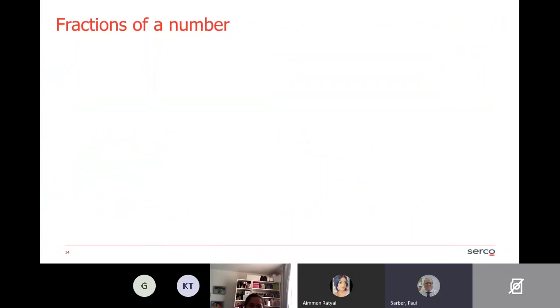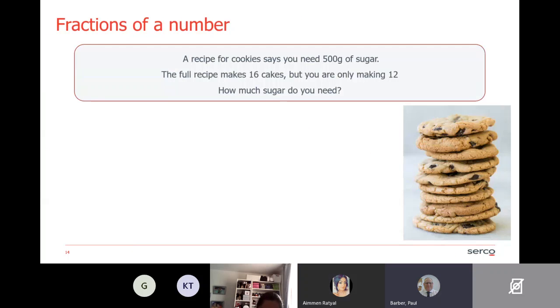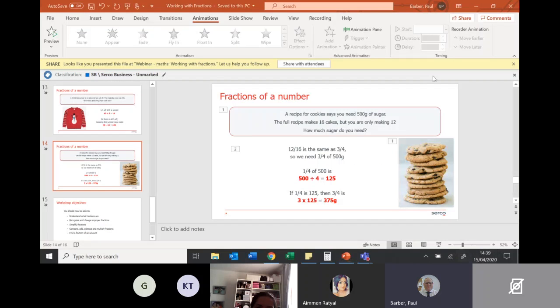And if I work through another example of this, there's a recipe, a bit more detail to this one. There's a recipe for cookies that says you need 500 grams of sugar to make them. But the full recipe makes 16 cakes and you only want 12 cakes for some unknown reason. They're usually better at giving a scenario than I am. So we want to know how much sugar you need. So again, let's have a look at the whiteboard.